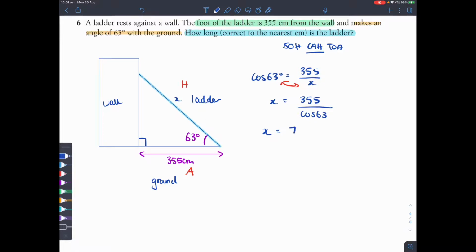Okay, so x would equal, let me just check that, 781.95, and so on. So if I was to round this correct to the nearest centimeter, that'll be the nearest whole number. Because that number there is a 9, which is above 5, I have to round this number here up by 1. That'll be around 782 centimeters. Okay? All right, let's move on to question 7.